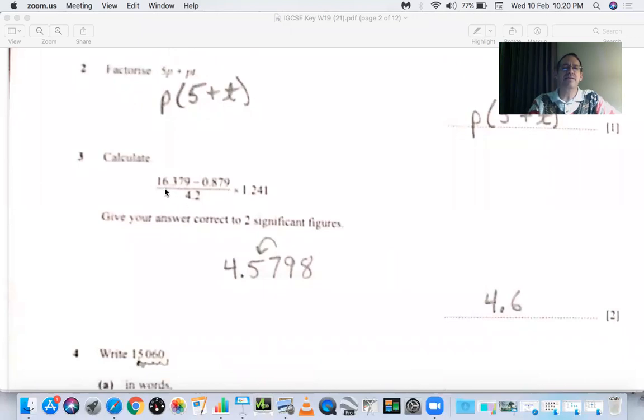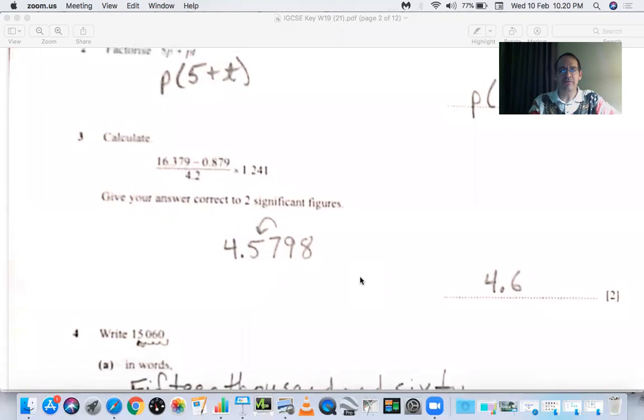Calculate 16.379 minus 0.879 divided by 4.2 times 1.241. Give your answer correct to two significant figures. This is just checking to see that you can enter it into your calculator correctly.